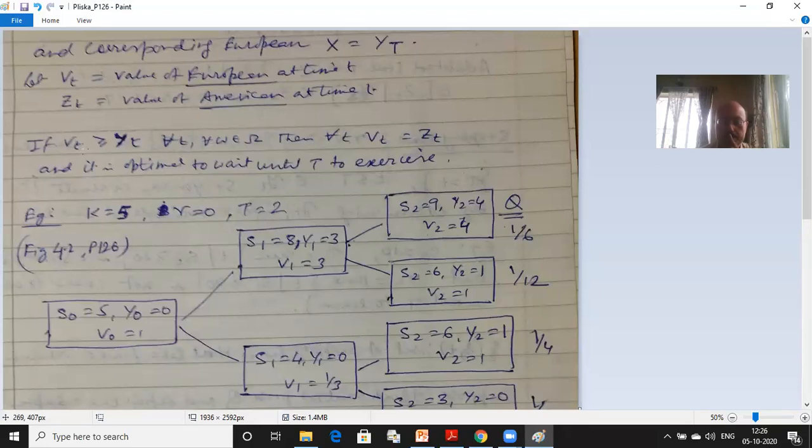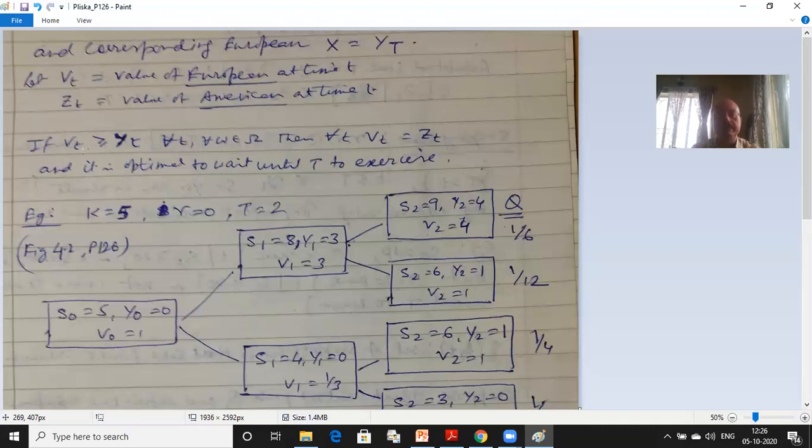So is this clear? Is this logic clear? The relation between the American and the European? Because even if it is strictly better at one of the nodes, I may plan to exercise the option earlier. So I must have the situation where Vt is greater than or equal to Yt for all t for all omega. Then Vt equals Zt, and I will not exercise the American option earlier.